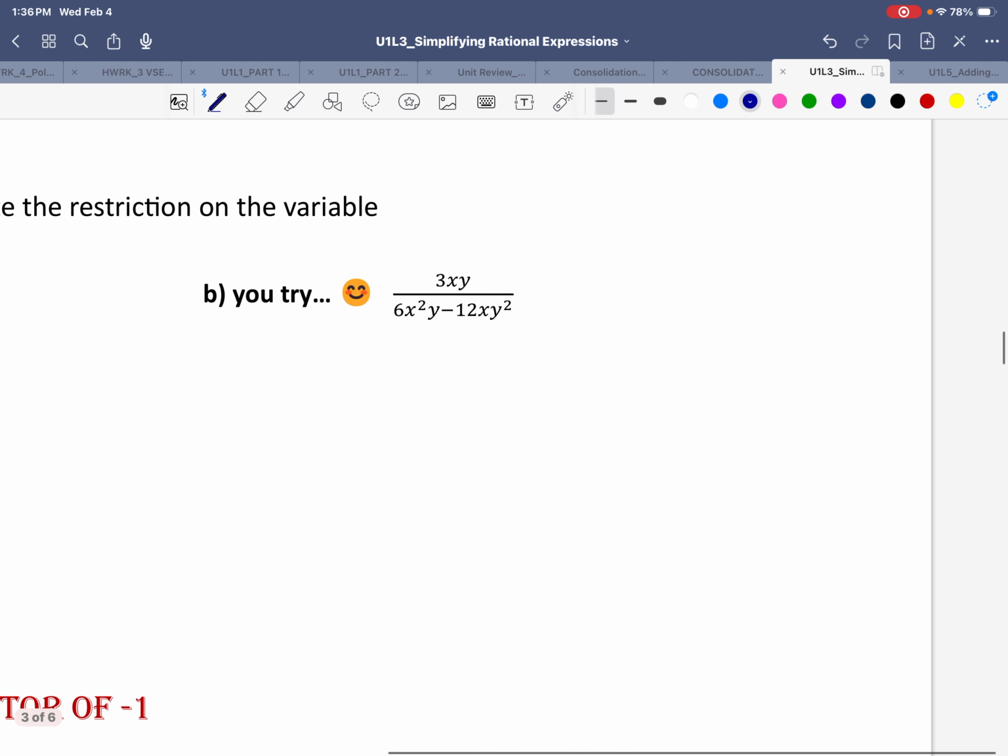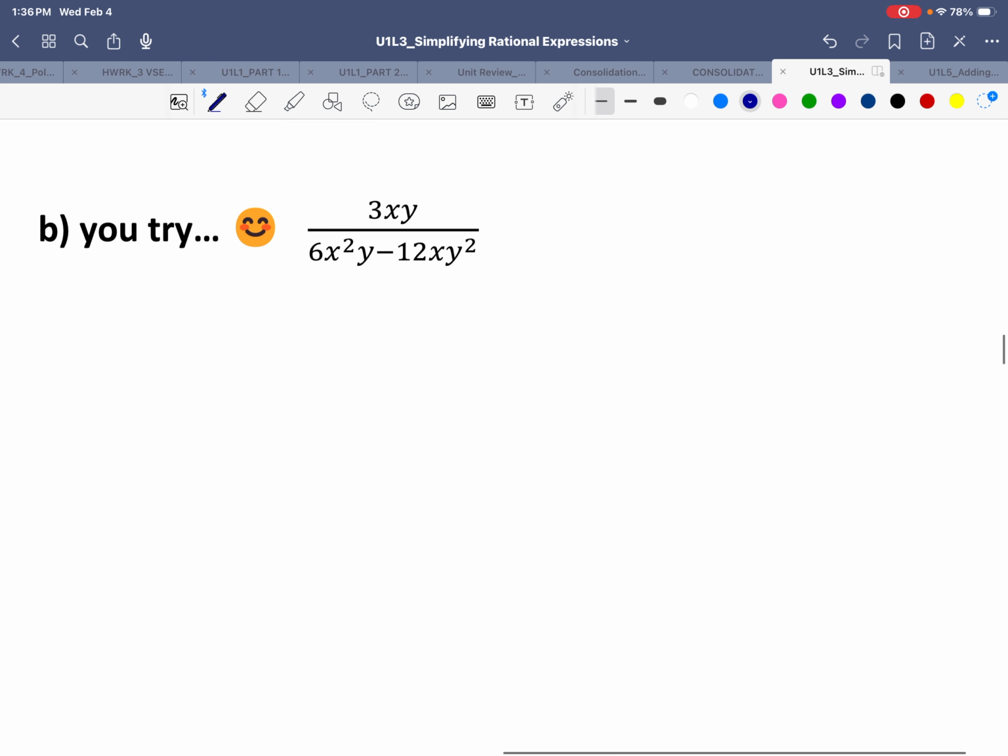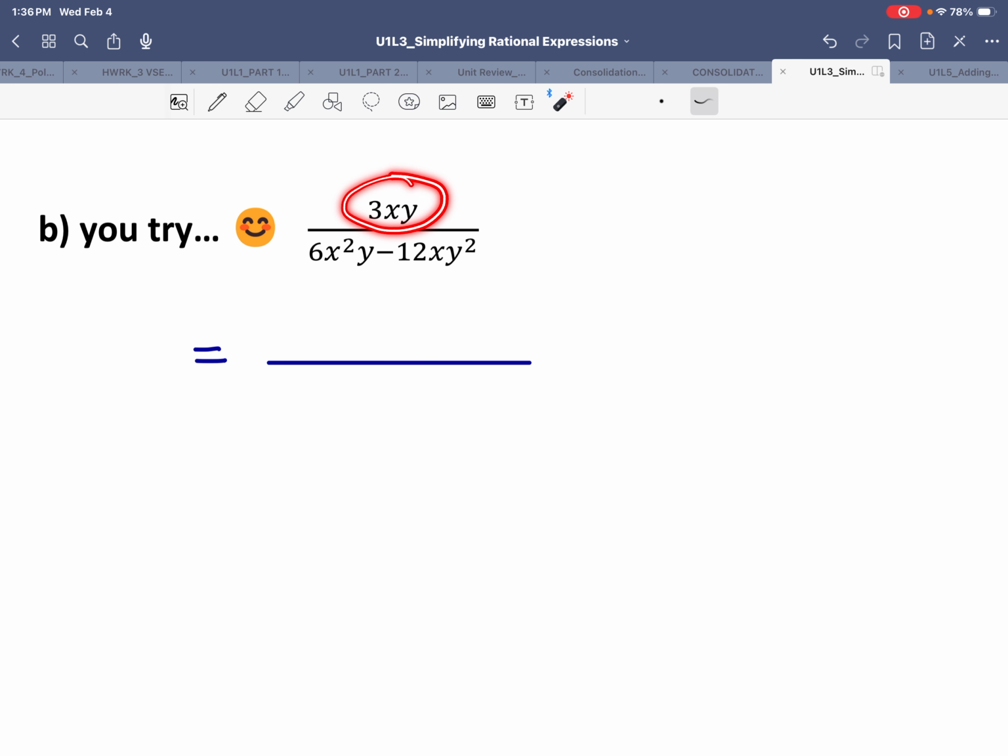Moving on to the next example, I encourage you to try this on your own. And I'm going to do this a little bit faster because we are aware of the process here. So everything here is together in one term, so every part of the term is a factor. So we'll write it the way it is.